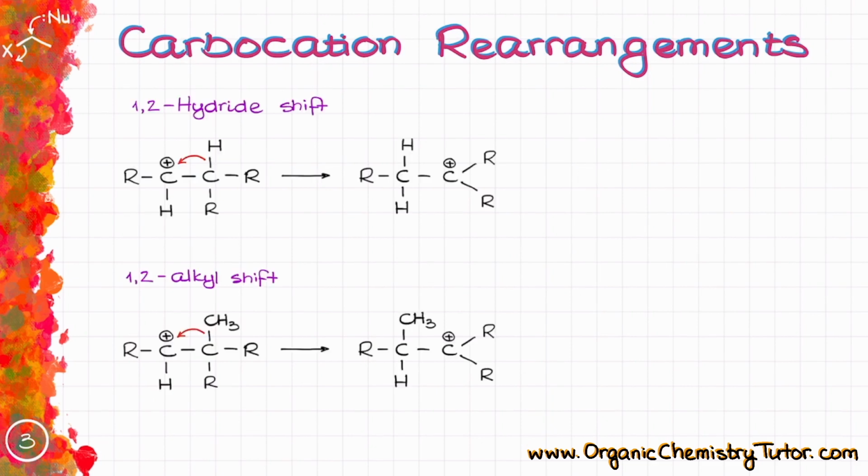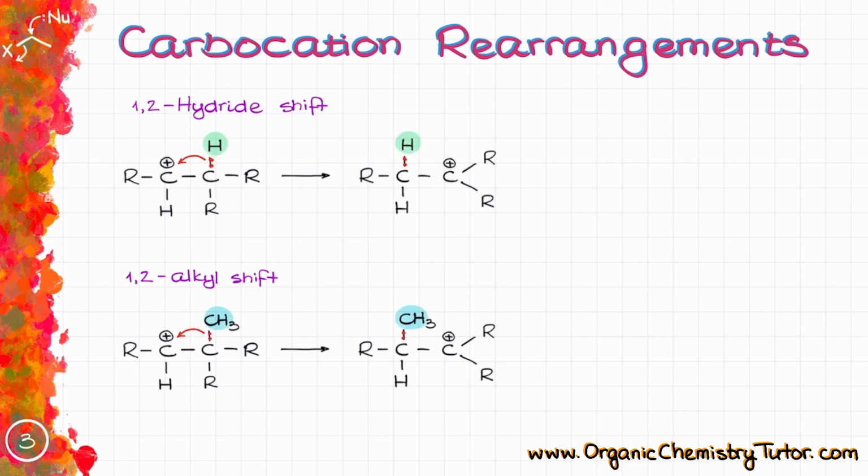The carbocation rearrangements can happen via either hydride or alkyl shifts. The technical term is a 1,2-hydride or 1,2-alkyl shift, and we don't need to go into the details of why they're called this way. Just remember that if you hear one of those terms, they mean carbocation rearrangements.